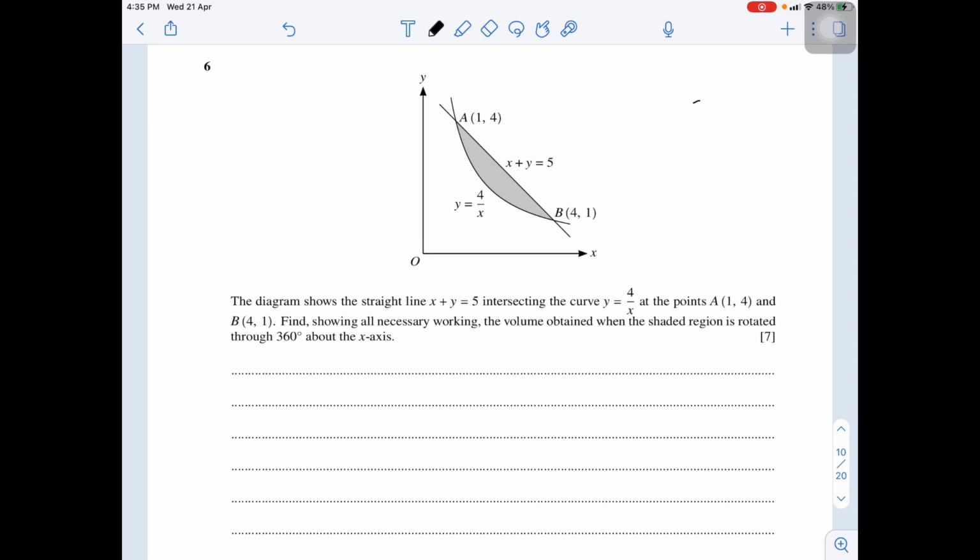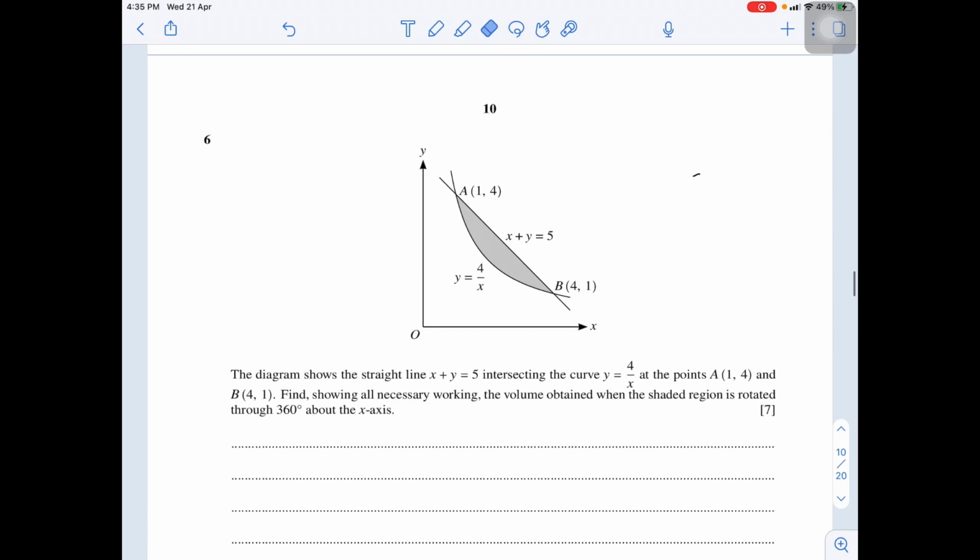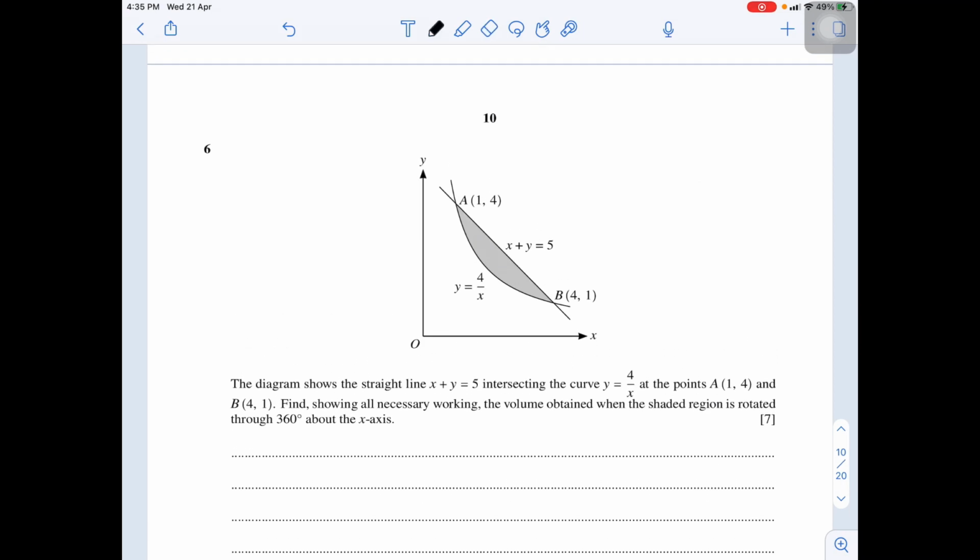Question 6. The diagram shows the straight line x plus y equals 5 intersecting the curve y equals 4 over x at the points A(1, 4) and B(4, 1). Find, showing all necessary working, the volume obtained when the shaded region is rotated through 360 degrees about the x-axis. So whenever we have questions like that, even if it is area between them or the volume, we have to try the top curve minus the bottom curve. So here we will try with the top curve minus bottom curve.